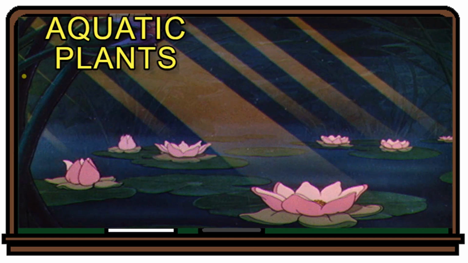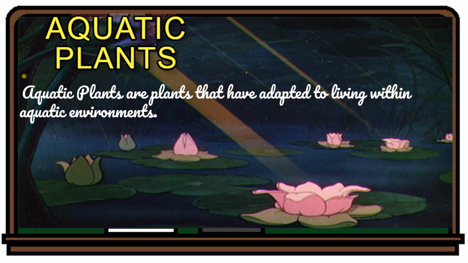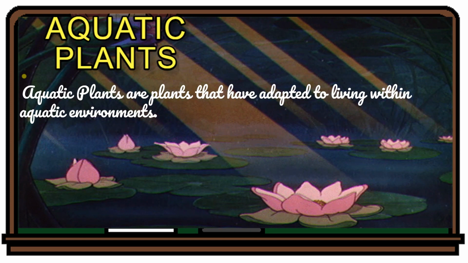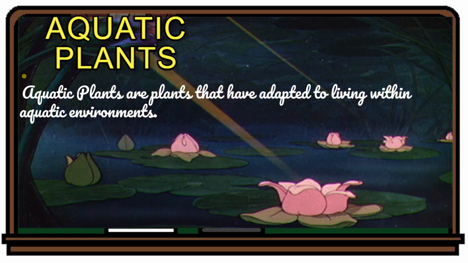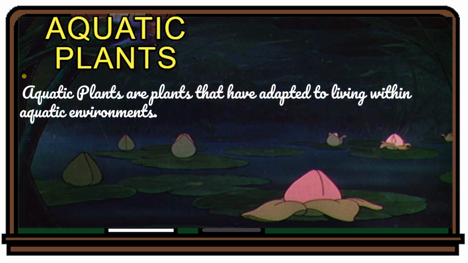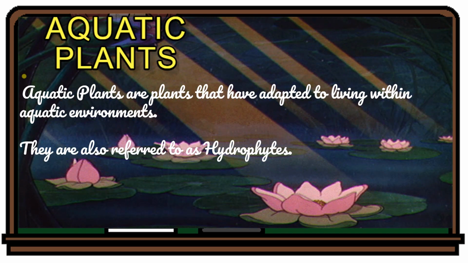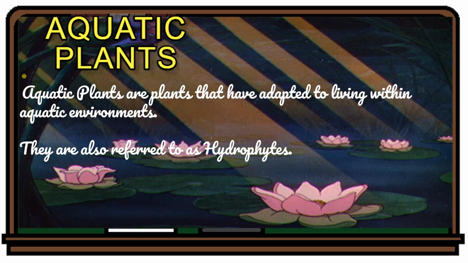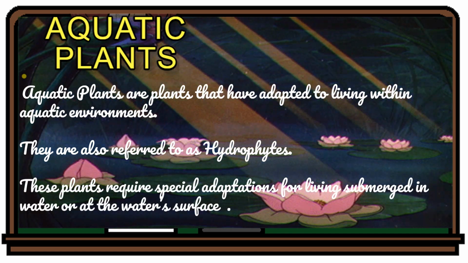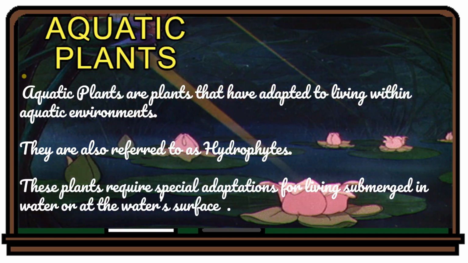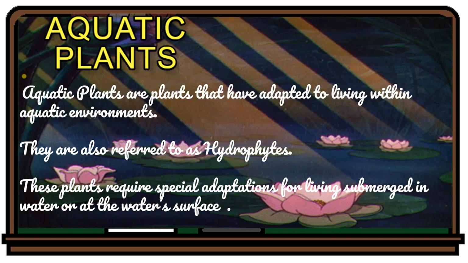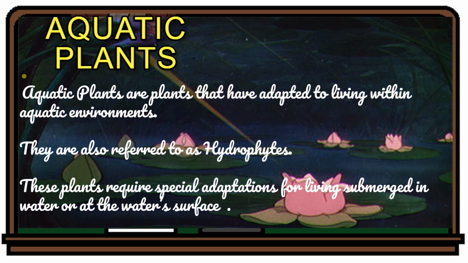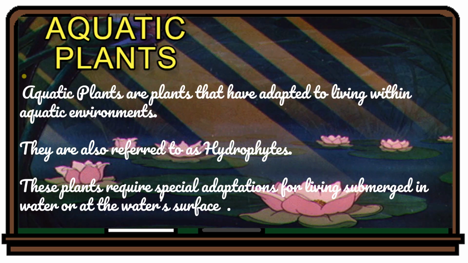Aquatic plants. Aquatic plants are plants that have adapted to living within aquatic environments. They are also referred to as hydrophytes. These plants require special adaptations for living submerged in water or at the water's surface.